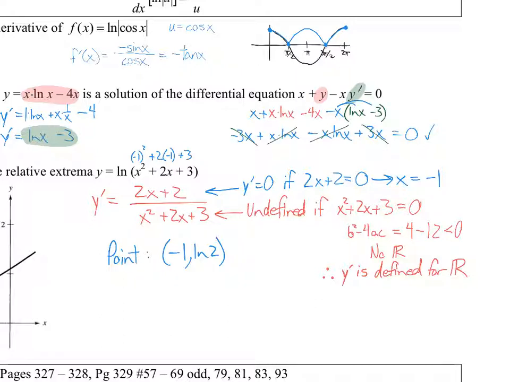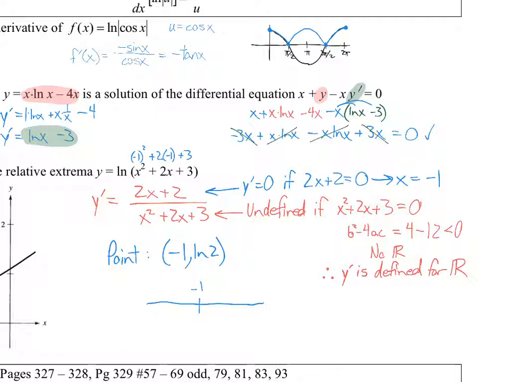But here's the thing, guys. You can leave it like that. Just leave your answer as ln of 2. Now, the last thing to do here is to determine what kind of point this is. Is this a relative max, a relative min, or is it maybe even a plateau point? Sign diagram.